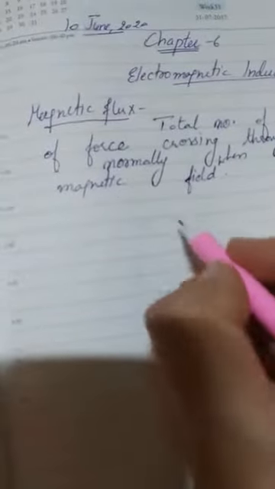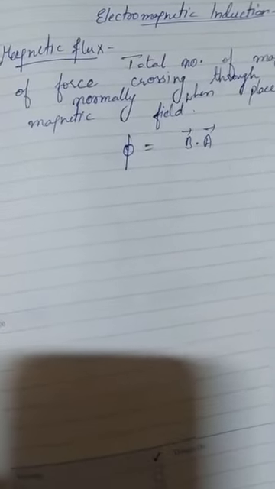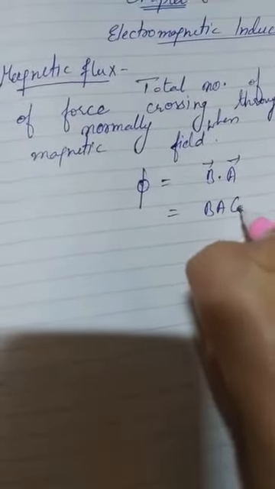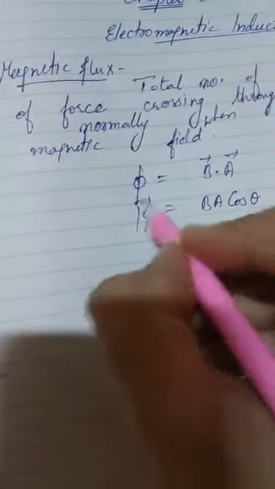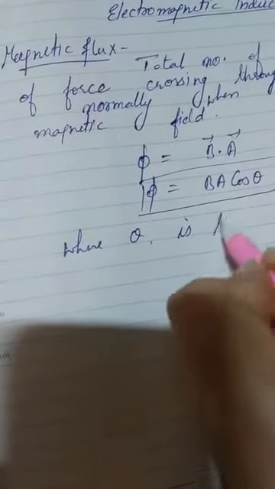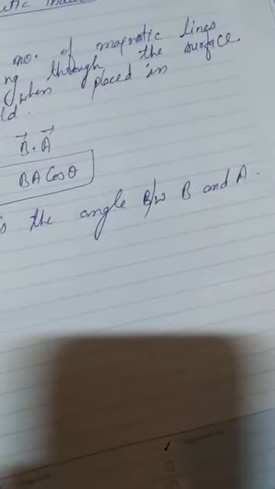Magnetic flux we denote with the letter phi. Phi we can write as B dot A, B vector dot A vector. And we know that if we take the dot product of two vectors, we can write BA cos theta. That will be our flux. Clear? Where theta is the angle between B and A.